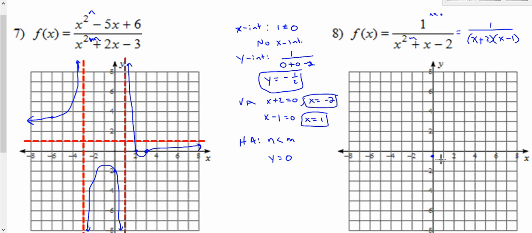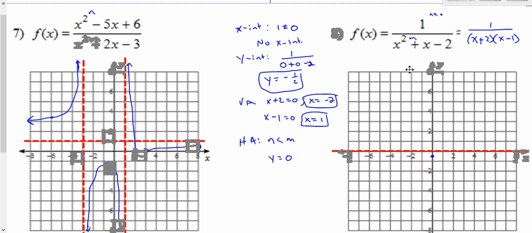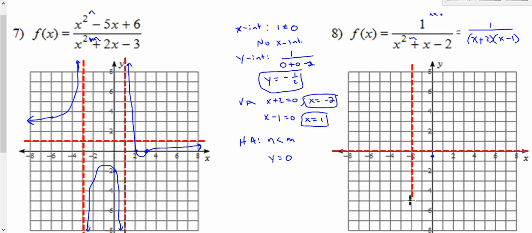I graphed my y-intercept. I don't have any x-intercepts. My horizontal asymptote is on the x-axis. When you're drawing that, what you need to do is make your dashed lines large enough for me to see over that axis. My vertical asymptotes are x equals negative 2 and x equals 1.